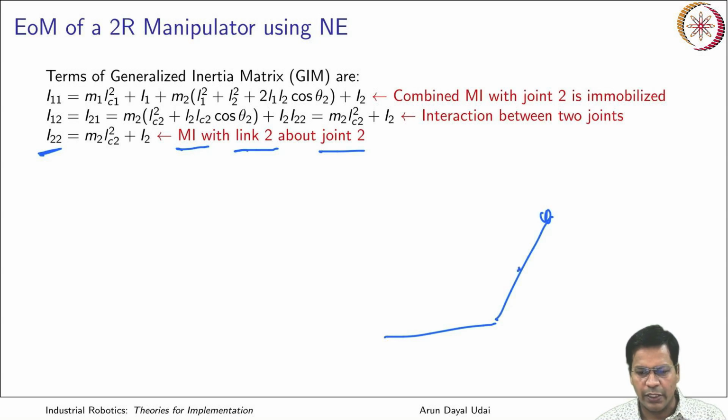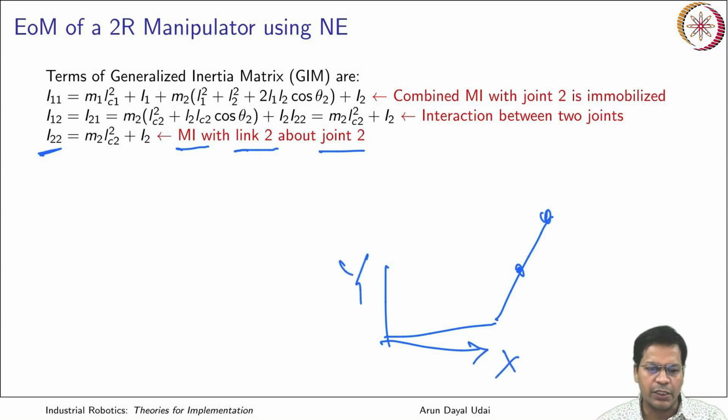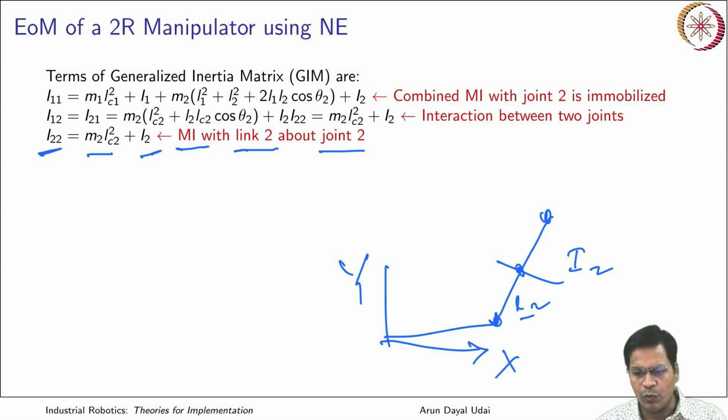If this is your link 2, you can quickly find it. If this is your x and this is your y, you can quickly find the moment of inertia of link 2 about its own joint, this one. It is nothing but, if this is L2 and you already know the moment of inertia about the center, that is I2, so I2 plus M L2 squared, that is I22. So now you have all four terms, the diagonal elements and the interaction terms.